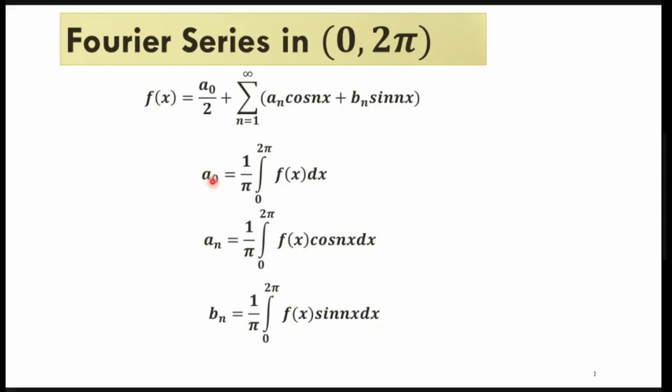Okay? So our aim is, you will be given a function, you will be given an interval, you will be asked to write the Fourier series for that particular function. So our aim is to calculate a0, an and bn. a0 is the integration of that function as it is. an is the integration of f of x multiplied by cos nx, and bn is f of x multiplied by sin nx between the limit 0 and 2 pi.